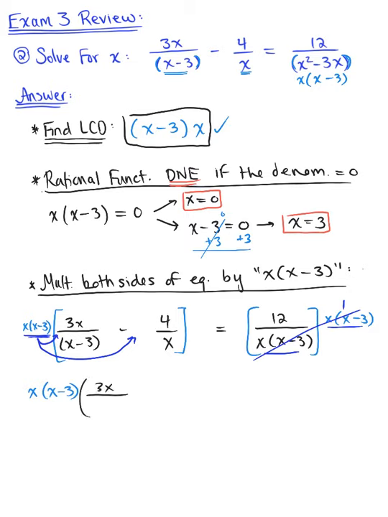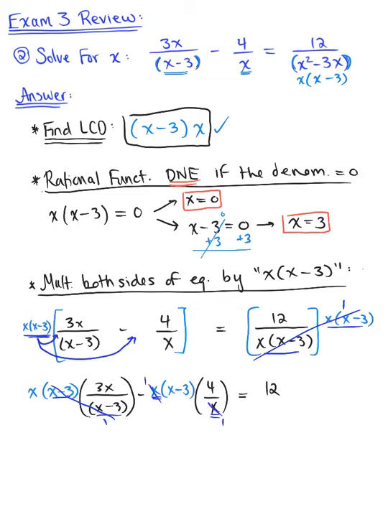So we can rewrite this as x times x minus 3 multiplied by 3x all divided by x minus 3. And then this will be minus, then we have that LCD x times x minus 3 multiplied by 4 divided by x. And that's all equal to 12. Now that we've distributed that, we can see the x minus 3 in the numerator canceling with the x minus 3 in the denominator of that first term. In the second term, the x in the numerator will cancel with the x in the denominator.